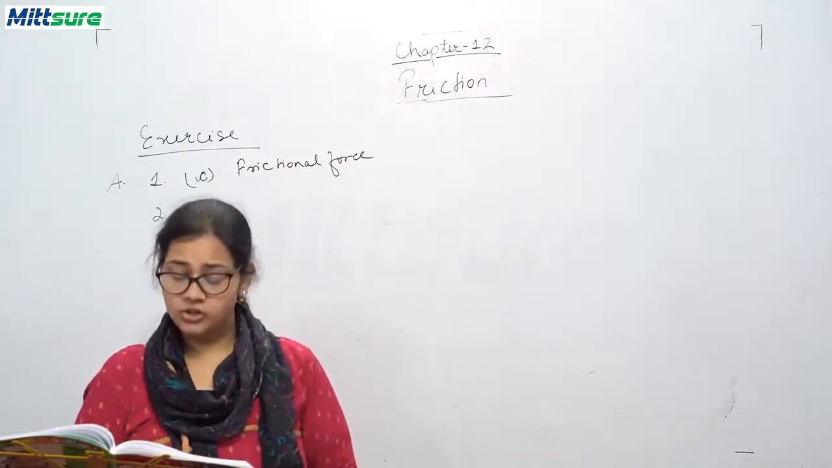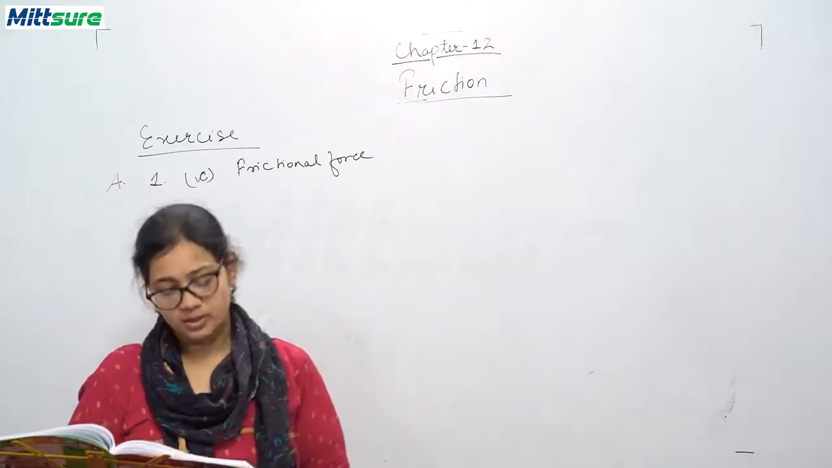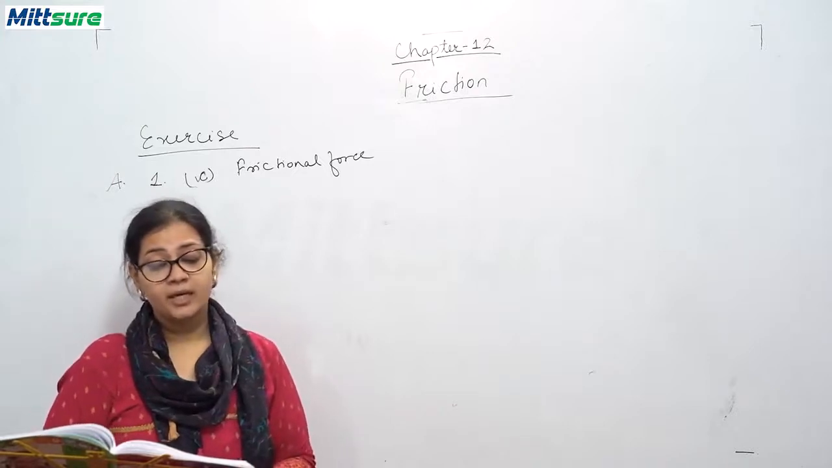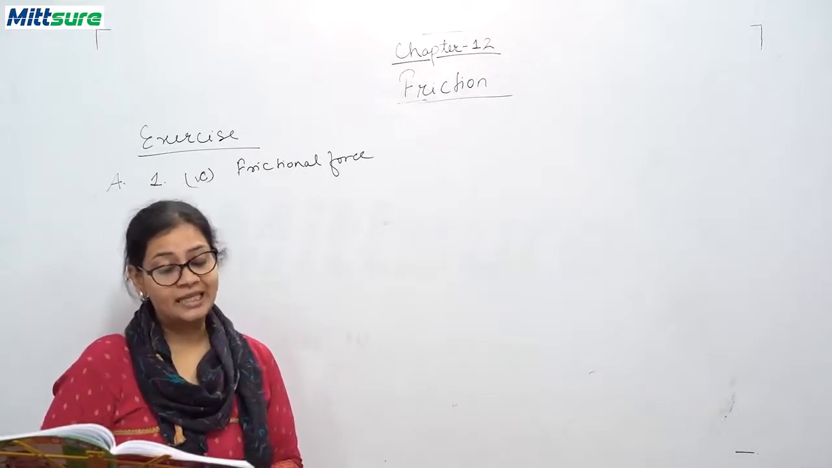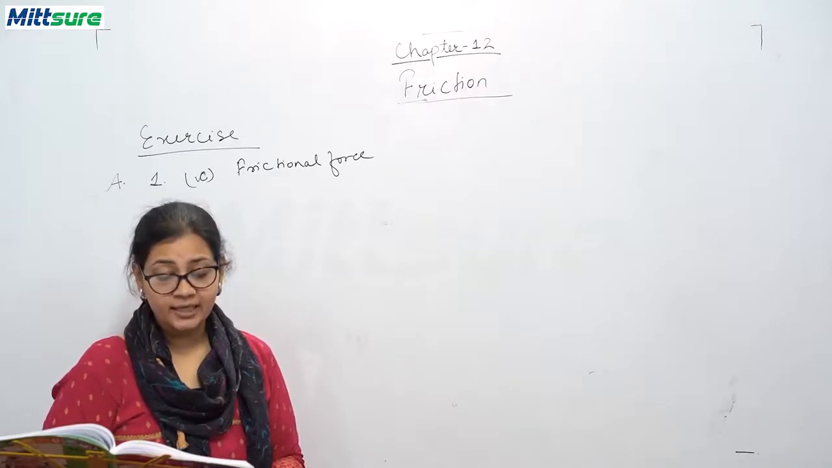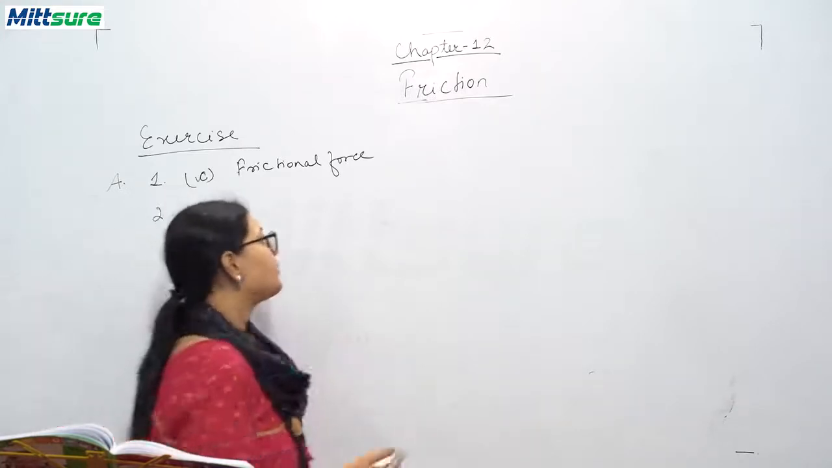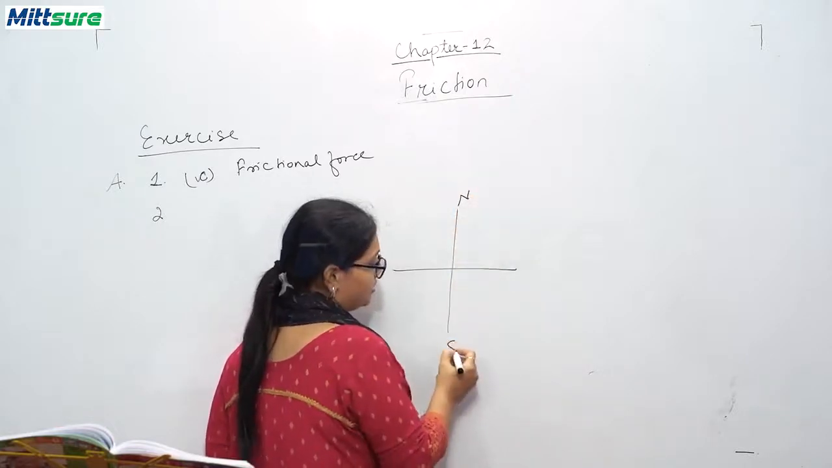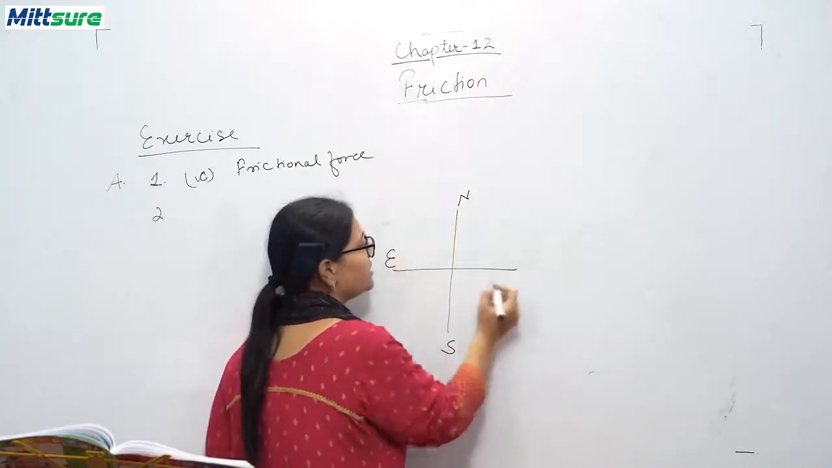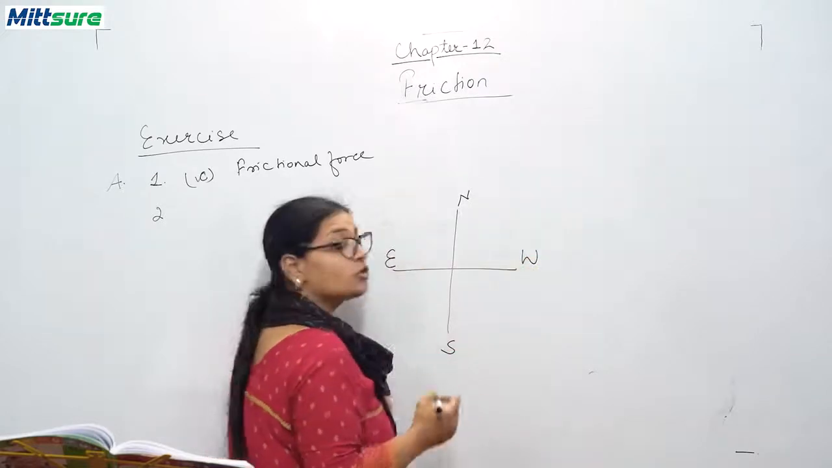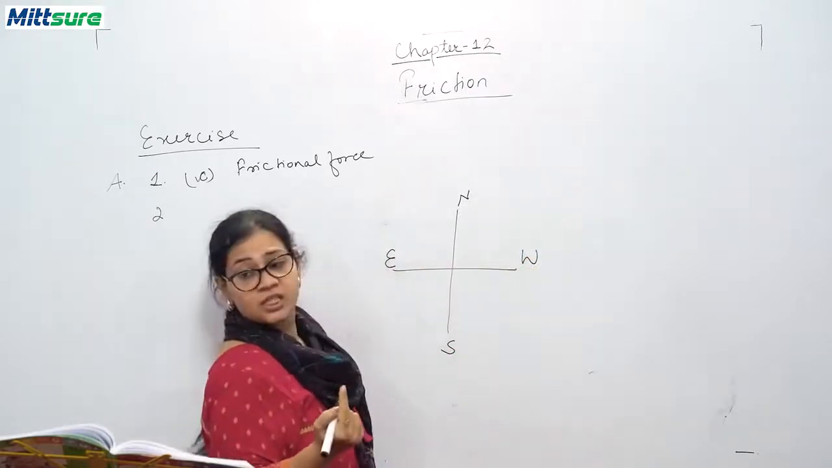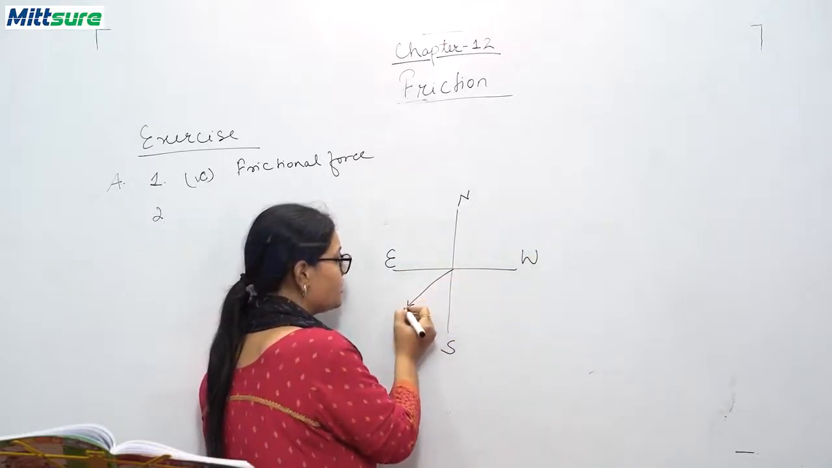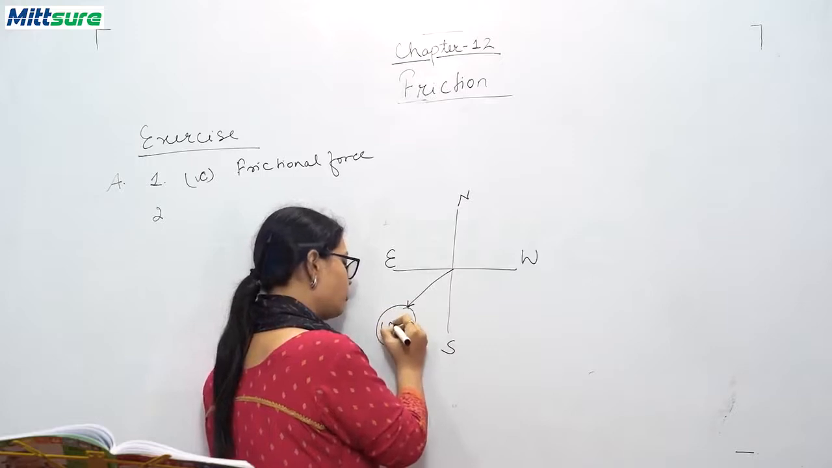Okay. Second, a car is moving towards southeast. The force of friction acting on the car is towards. Now students, the options are A. Southeast, B. Southwest, C. Northeast, and D. Northwest. So let's suppose we draw this. This is north, this is south, this is your east, and this is your west. So the car is in which direction? It is in southeast direction.